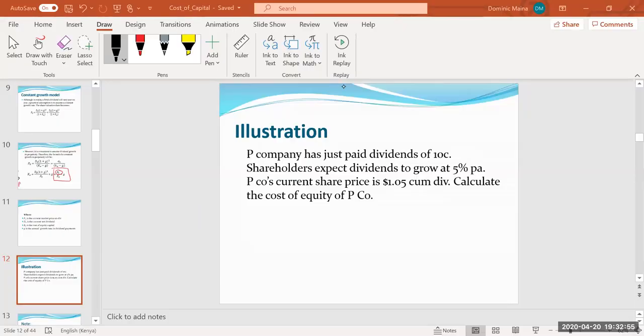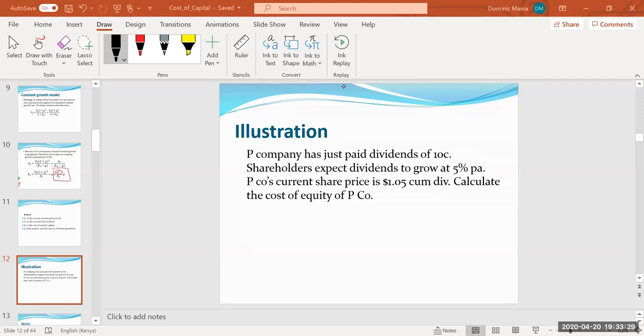I presuppose that you have done something and you would want to confirm how it should be done. So in this case, there's a company that has just paid a dividend of 10 cents. Sometimes you have to be very careful with the tense being used. So this company has paid, that's past tense, so there's no way that can be D1. Don't forget D1 is dividend paid in a year's time. So be careful with the tense being used. The best this can be is D0.